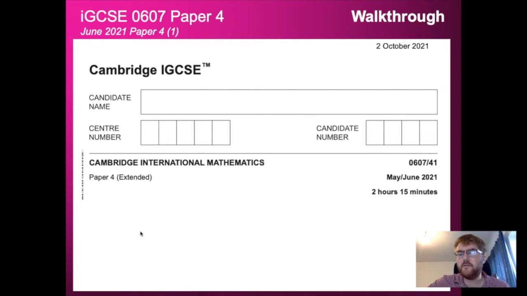Okay, let's get started. So this is the paper we're going to go through. As you can see, this is the 4-1 paper. Now, last time I did the paper 4 series, it did take me quite a while to do all the questions, but I'll try and be a bit quicker today. So let's look at the first few questions and go from there.